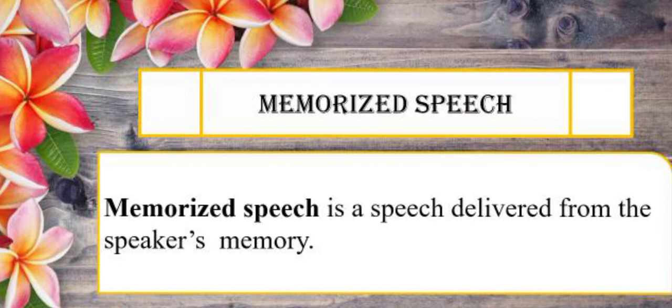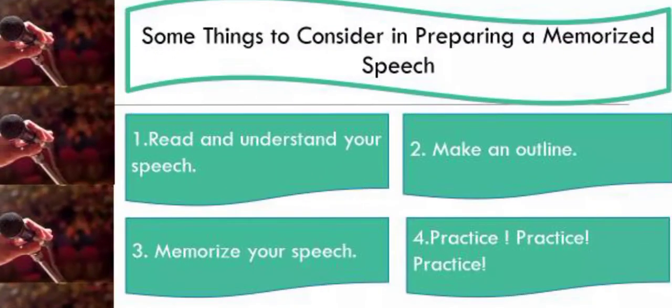So what are the things that you need to consider in preparing a memorized speech? First, read and understand your speech. It's very, very important that you should be able to understand so that if there are instances that you forget some lines, then you will be able to do an ad-lib. So it's very important that you should be able to read and understand your speech. You know the flow. You know what it means.